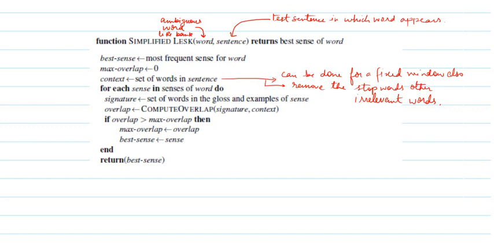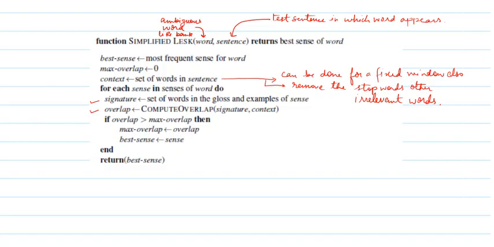So we consider only those words that have some kind of information in it. So we define again for each sense in the senses of word. This loop will execute for the number of senses times. So there are 2 senses, this loop will go for 2 senses. For each sense it will calculate the signature and it will calculate the overlap. So what is the signature? Signature is the set of words in the gloss and examples of the sense.